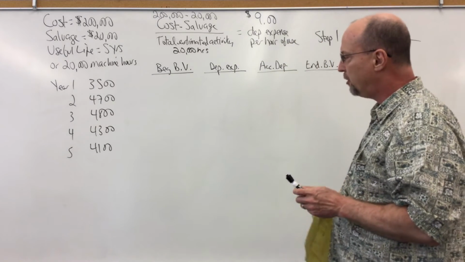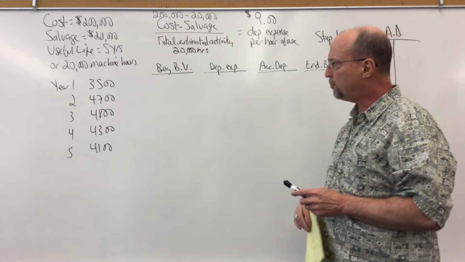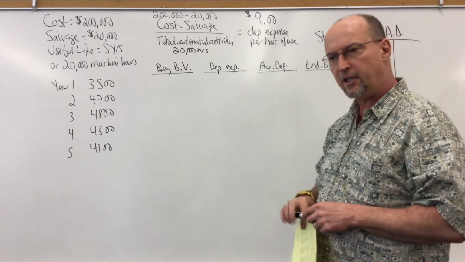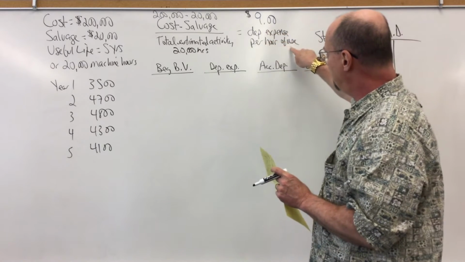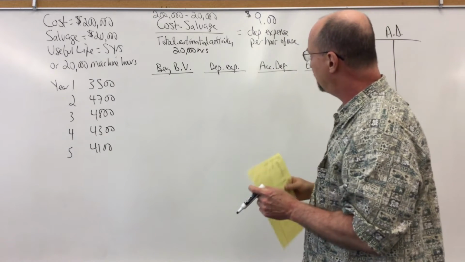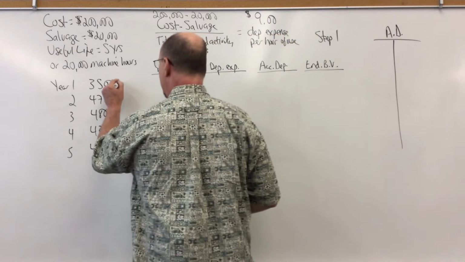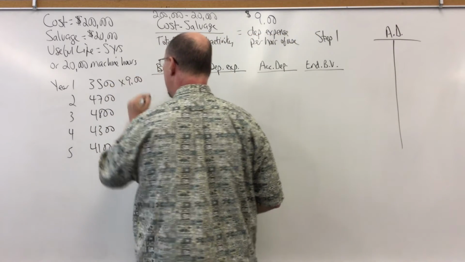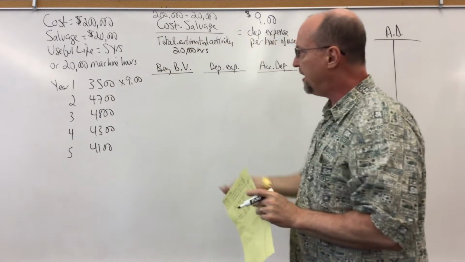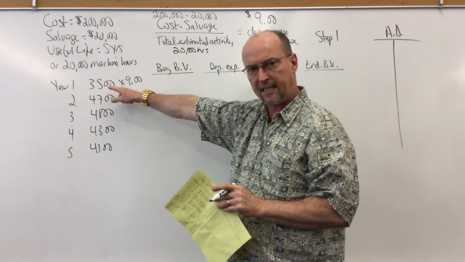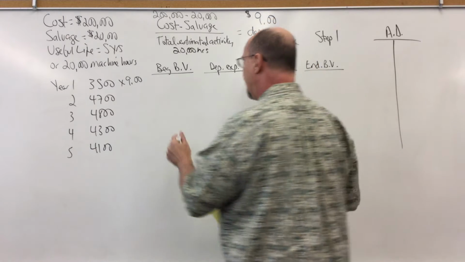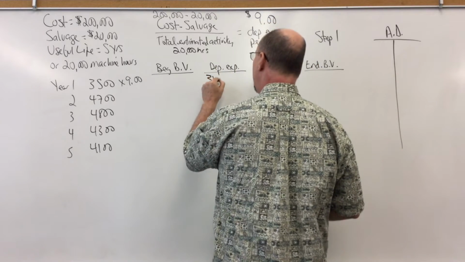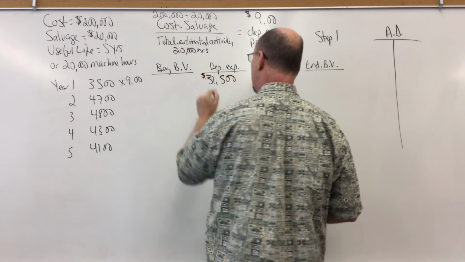Now, step two is to determine the amount of depreciation expense recorded each year. If for each hour that we use the machines, we record $9 of depreciation expense, then in year one, I'm going to simply multiply 3,500 hours, and again, I have to provide you that information, times 9. That gives me $31,500 of depreciation expense.